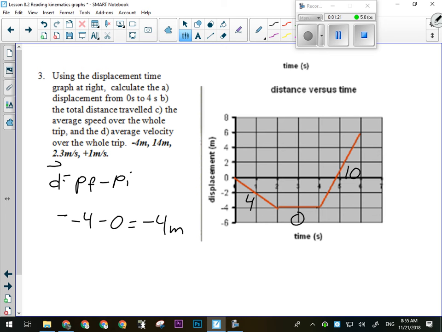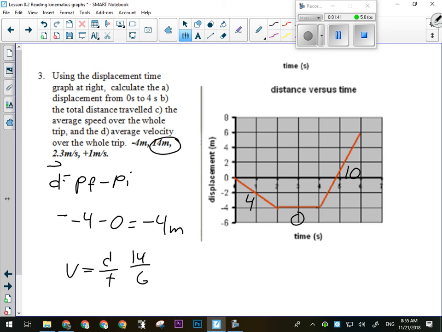Average speed over the whole trip. Well, I just figured out the total distance. I'll need that, because speed is total distance over total time. The total time is 6 seconds. So we'll have 14 over 6, which should give us 2.3 meters per second.